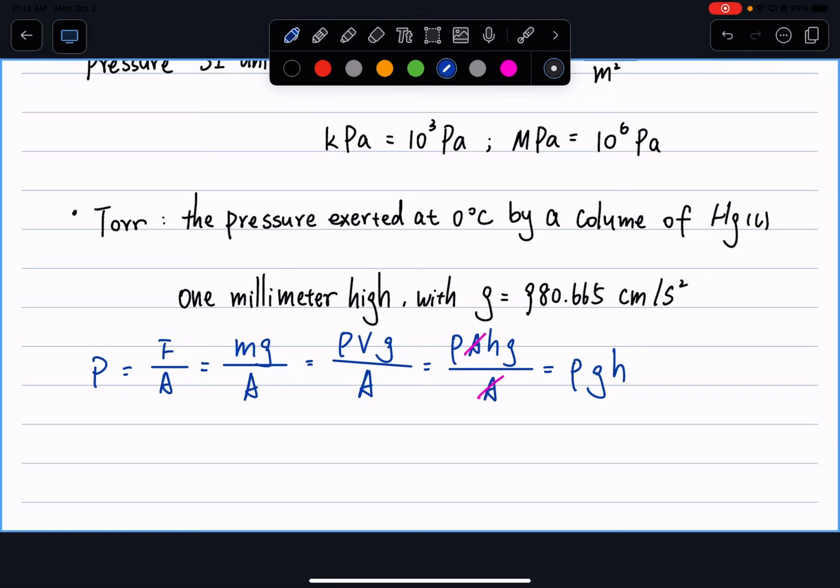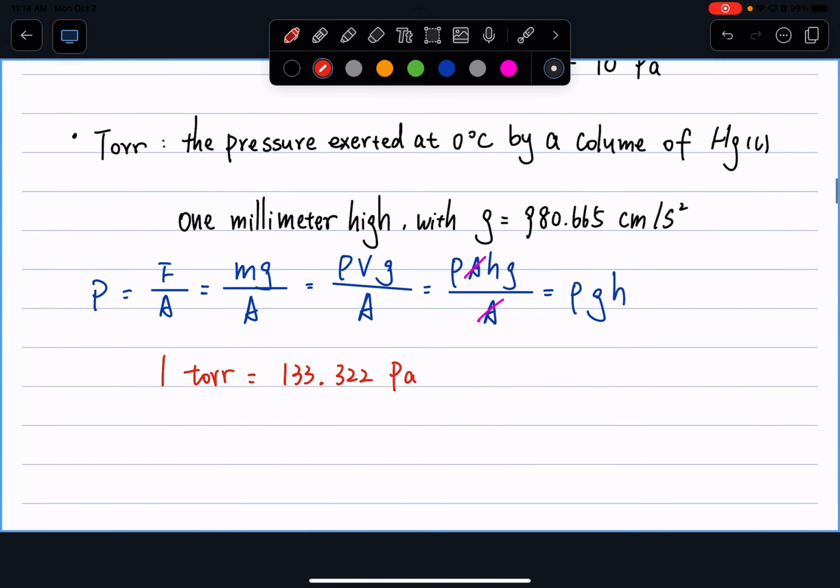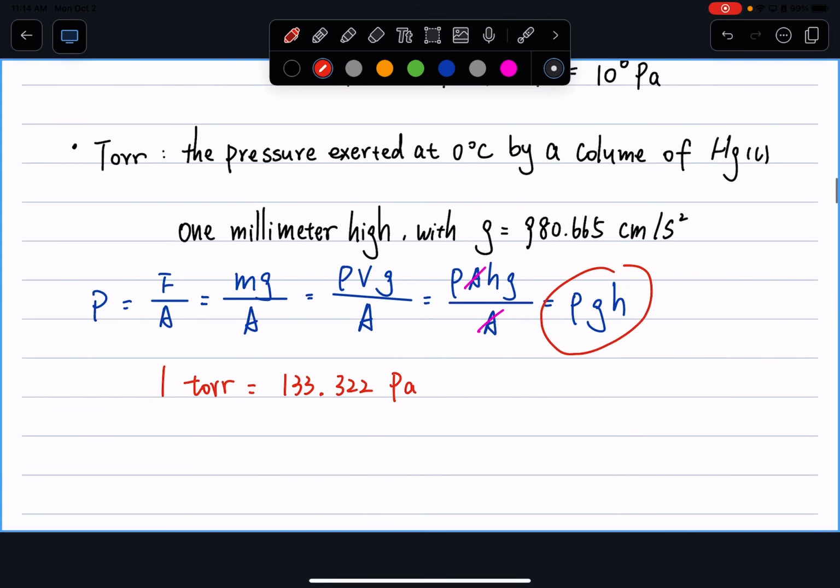So if we do all the calculation, you can get 1 torr equals 133.322 Pascal. And you can check this number by doing all these calculations, if we know, say, the mercury density is 13.5951 gram per centimeter cubed. So torr is one of the units we will be using.